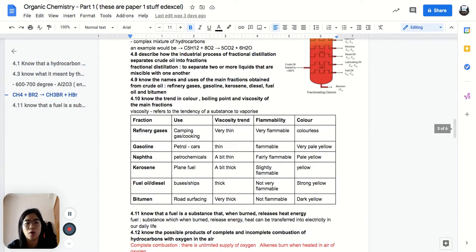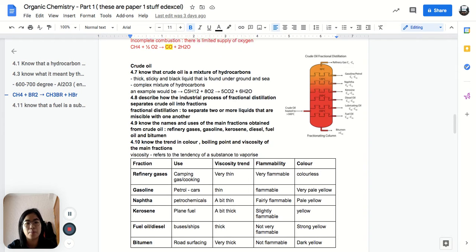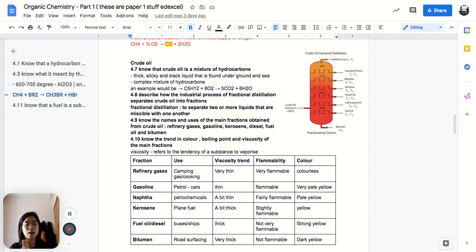I actually made some notes on crude oil already, but if you don't remember, I said looking at the spec is really important. Looking at the spec will make sure that you know every single point on that topic. So I'm just going to go through crude oil with you guys.